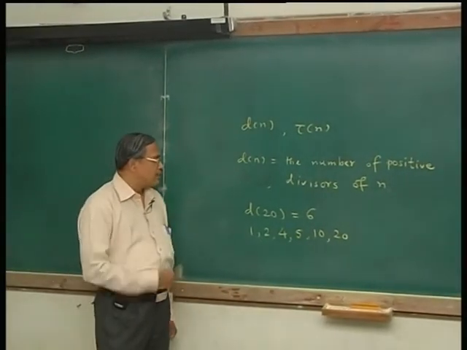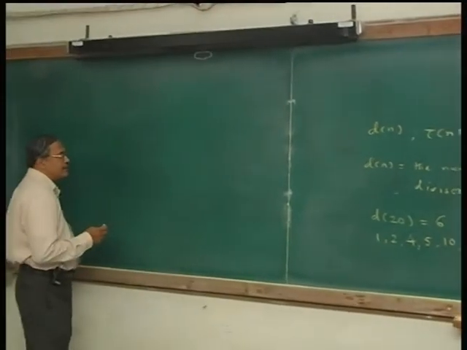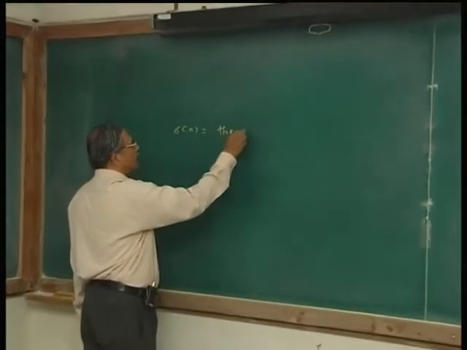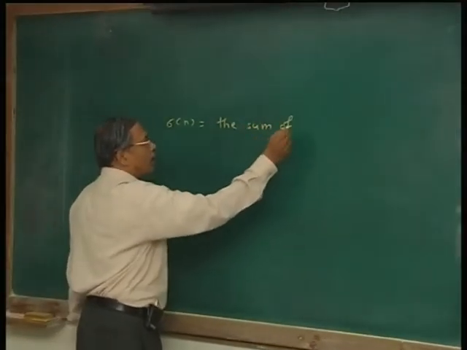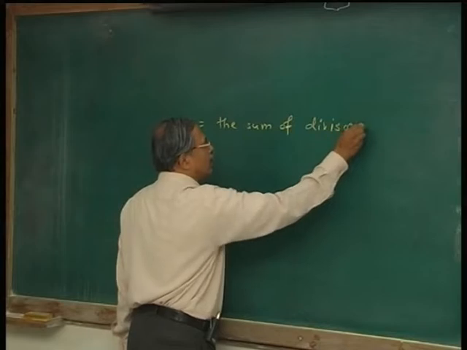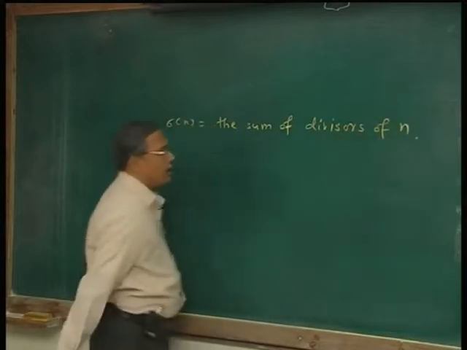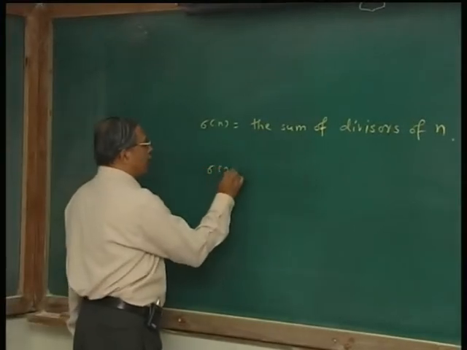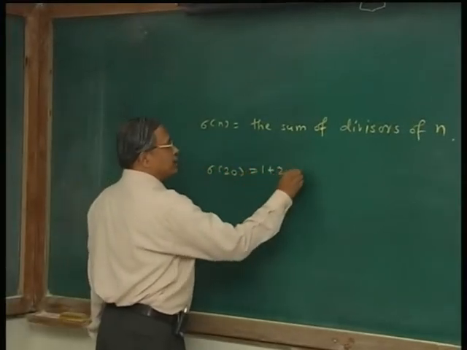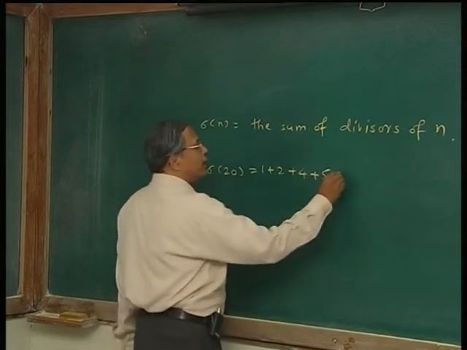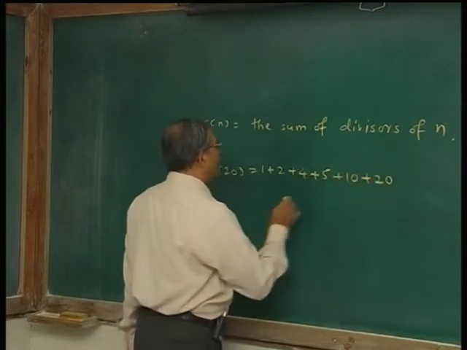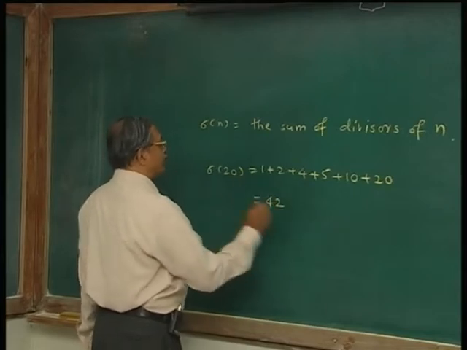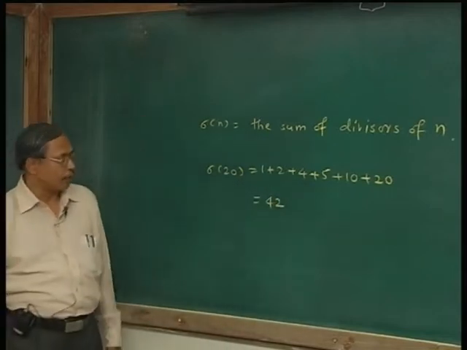We can also take the sum of these divisors, and that function is denoted by sigma of n. Sigma of n equal to the sum of divisors of n. For example, here what is sigma of 20? That is 1 plus 2 plus 4 plus 5 plus 10 plus 20, and that's equal to 42. Sigma of 20 is 42.